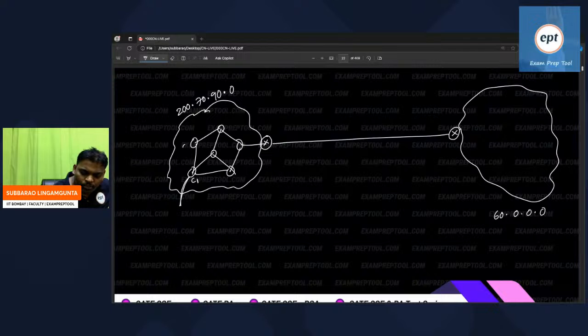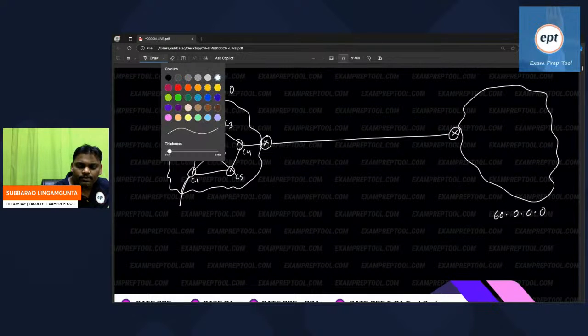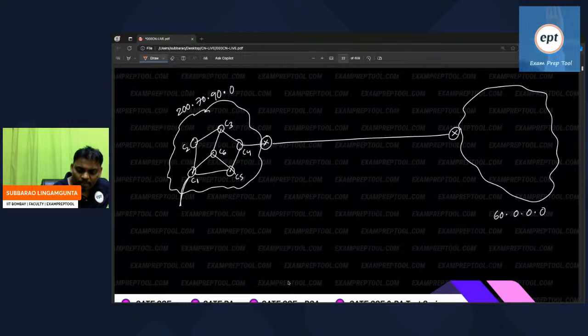This is computer C1, C2, C3, C4, C5, C6. Like that, every computer has some IP address. Remember, they all belong to this network. Same network should be there.